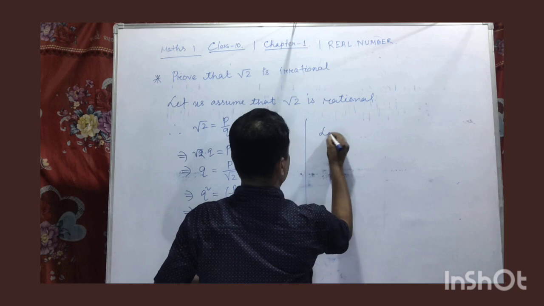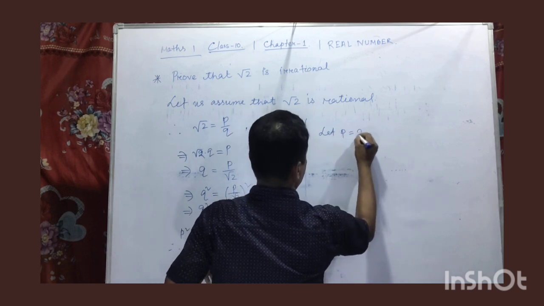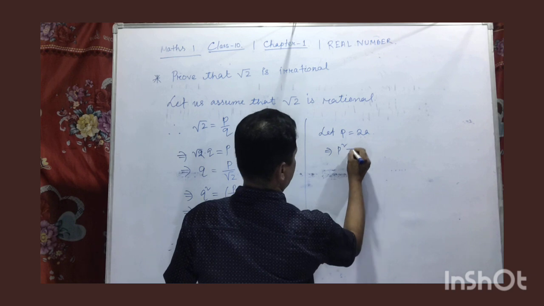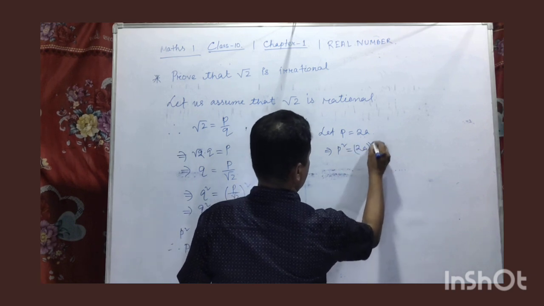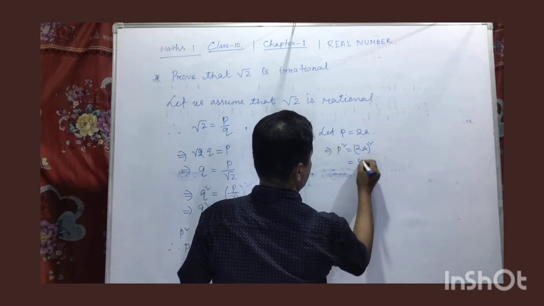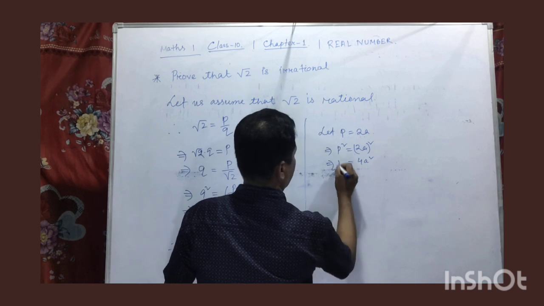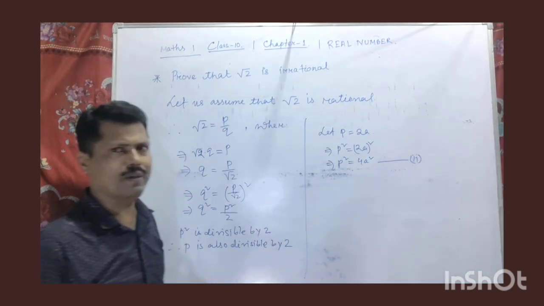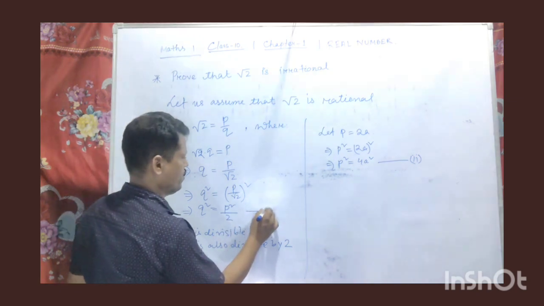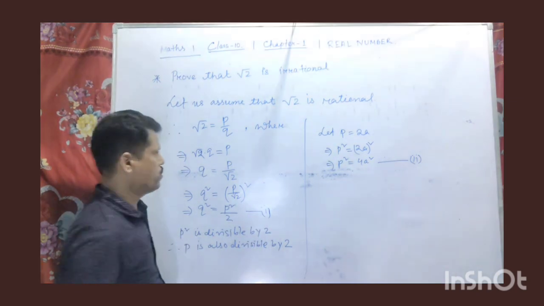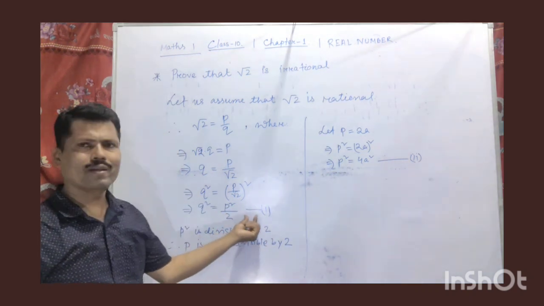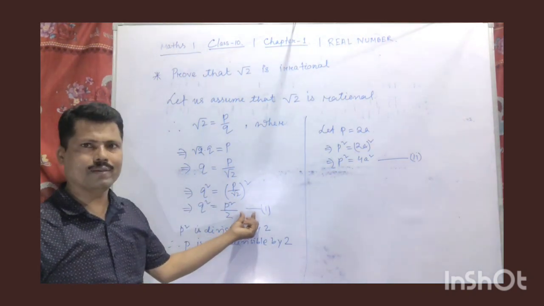Let p be equal to twice a. Squaring both sides, p square is equal to twice a whole square. This means 4a square. So p square is equal to 4a square. We can call this number 2, and the earlier one number 1. So p square means 4a square, and this value we put in equation 1.